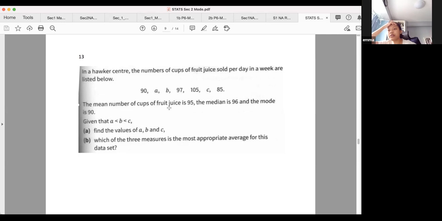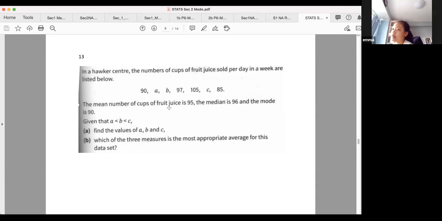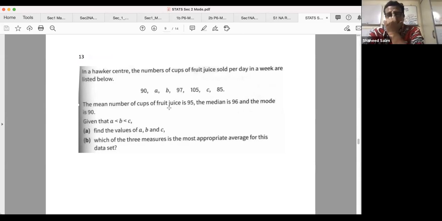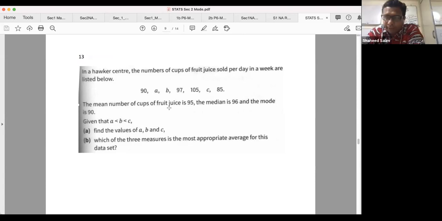I found the total of A, B, and C. Sorry, what did you say? You found the total of A, B, and C. Okay, what's the total? 288. Okay, good. So you have the total for everything, 288. Okay, great. Can you guess which number appears more than once? 90. So we can assume maybe there are two 90s first.